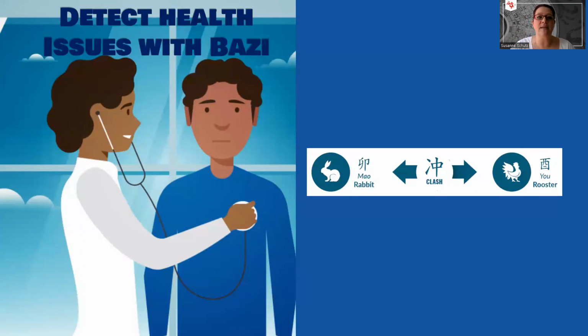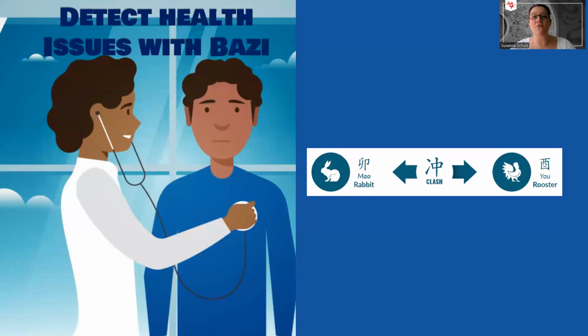So rooster rabbit clash often indicates sexually transmitted diseases. Yeah, so be extra careful, especially when you are single and you're out, you mingle with other people. Yeah, hookups and all of that. It's not to say that you can't do it, but be a bit more careful and a bit more aware of the dangers in that particular year.